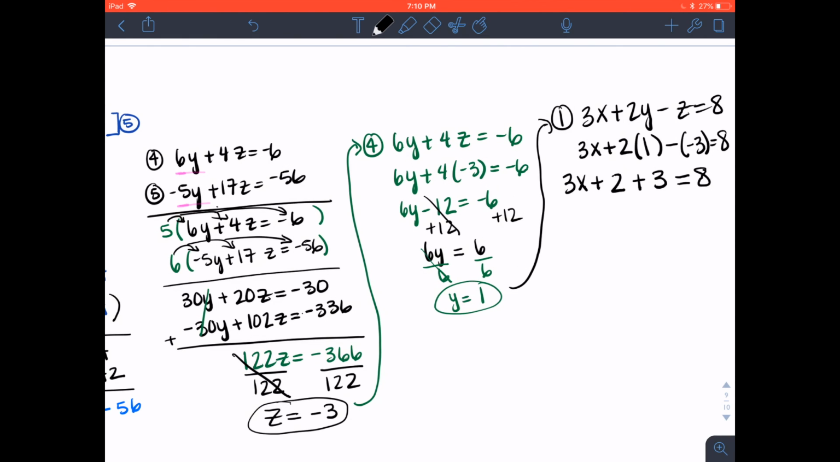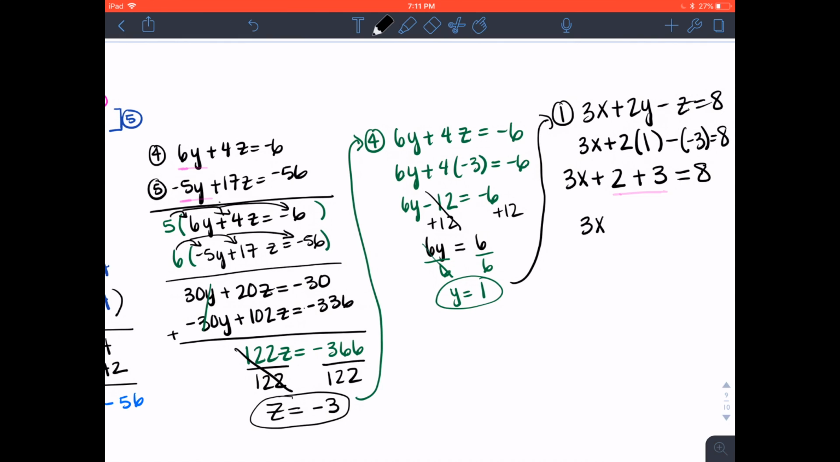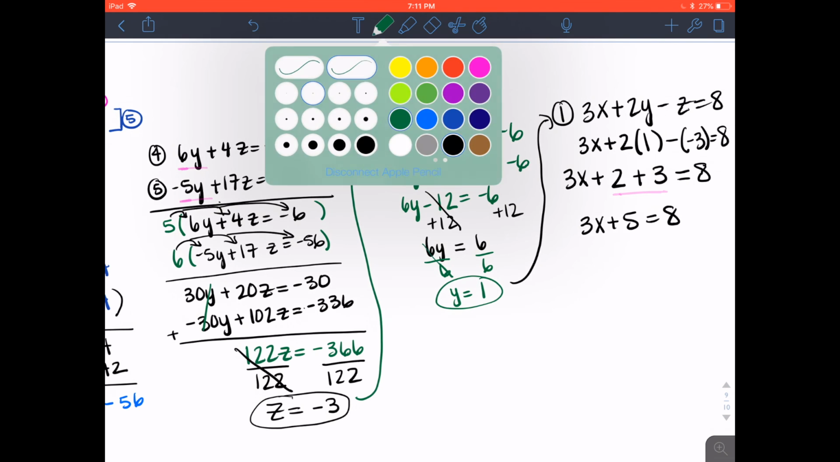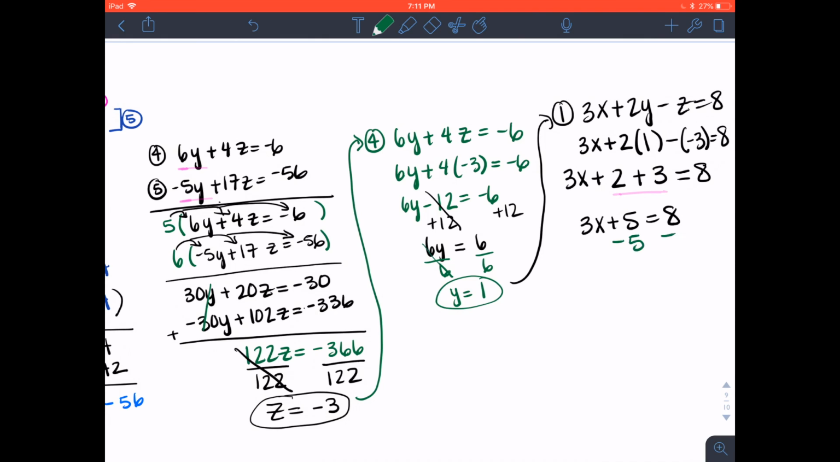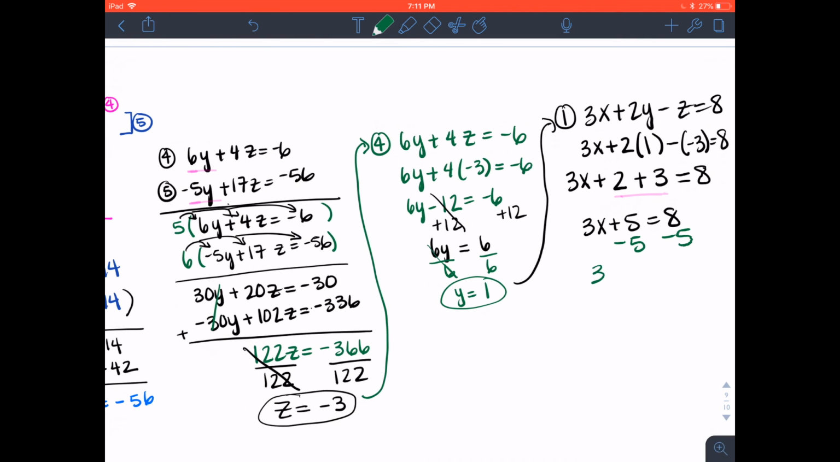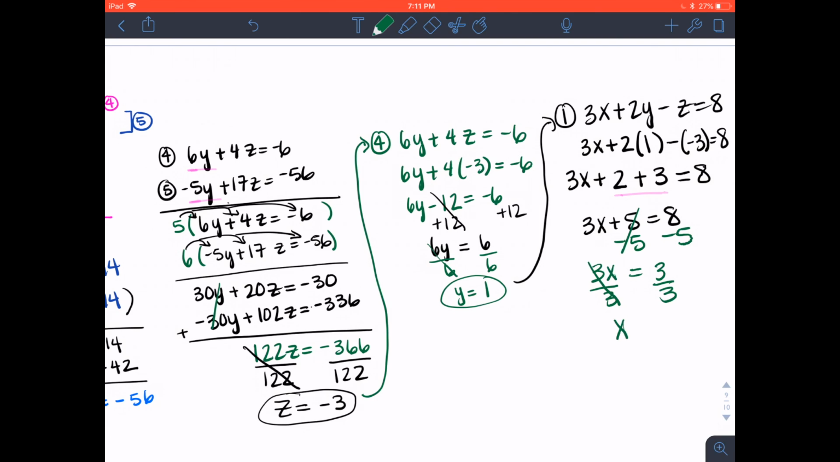So let's simplify this equation. You can see that we have two numbers here. So this is going to be 3x plus 5 equals 8. I need to get x by itself, so I need to move over my 5 by subtracting. The 3x drops down. The 5s cancel. 8 minus 5 gives me 3. And then I need to divide both sides by 3 to get x by itself. So x is equal to 1.